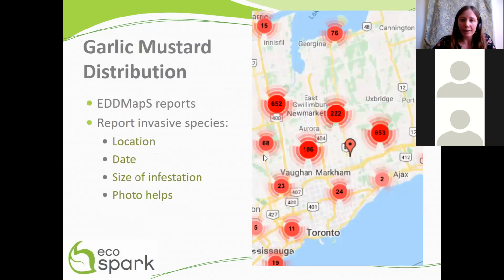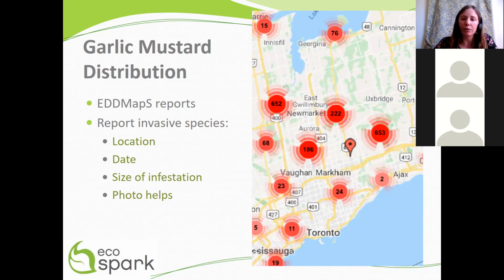So let's look at a little bit of citizen science data that's already been submitted here. This is using the tool called EDDMapS. The map here has reports, just pulled up this week, of garlic mustard as it exists in our area. This was just anybody who came across it who wanted to flag it. They voluntarily submitted the report.